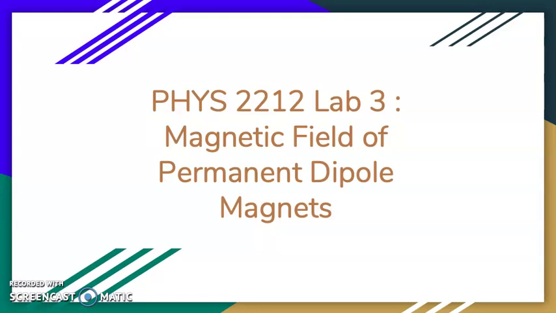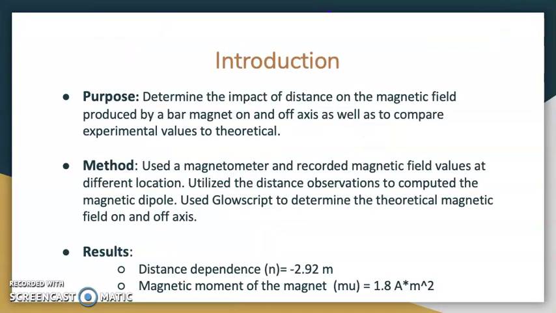Physics 2212, Lab 3, Magnetic Field of Permanent Dipole Magnets. The purpose of this experiment was to determine the impact of distance on the magnetic field produced by a bar magnet on and off of axis, as well as to compare the experimental values to theoretical values.